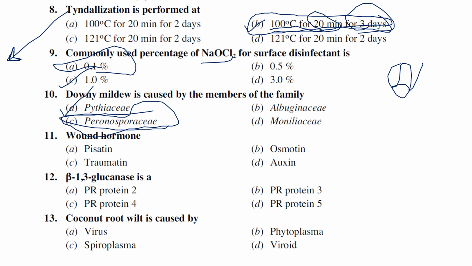Okay, wound hormone. Which of the following is a wound hormone? Pisatin, osmotin, traumatin, or auxin. So traumatin is the wound hormone. Okay.